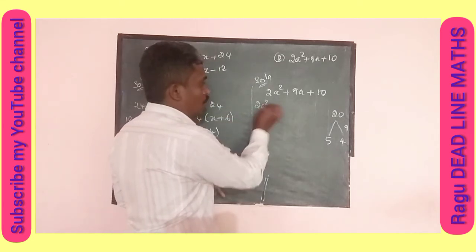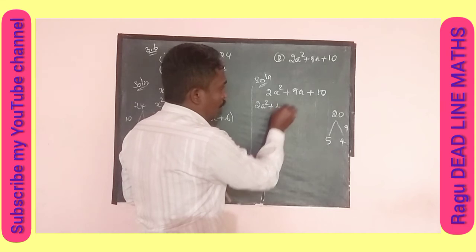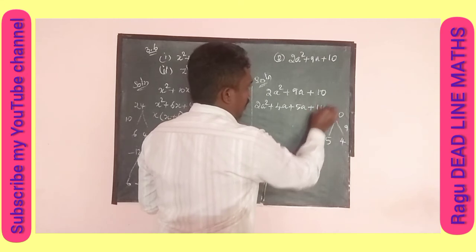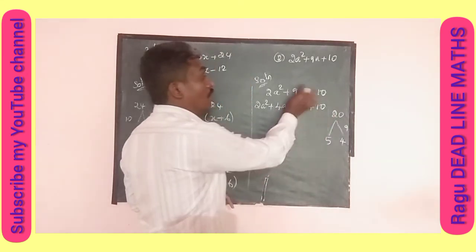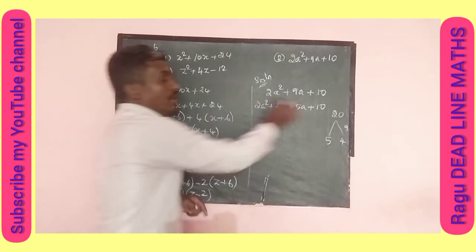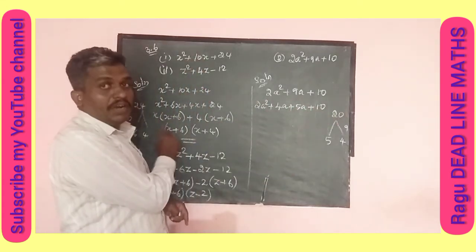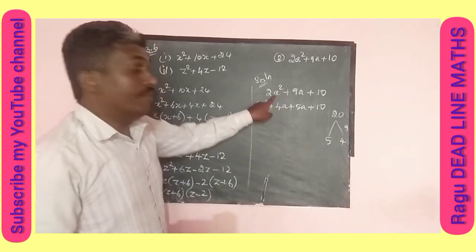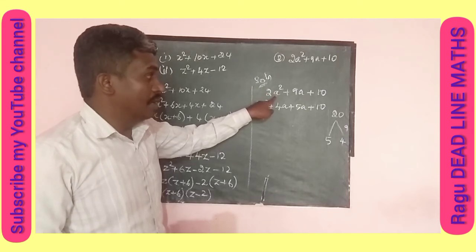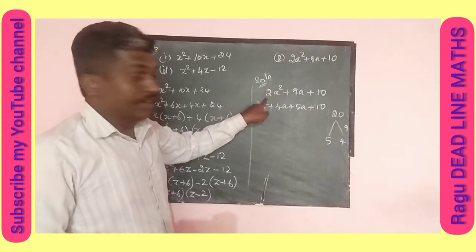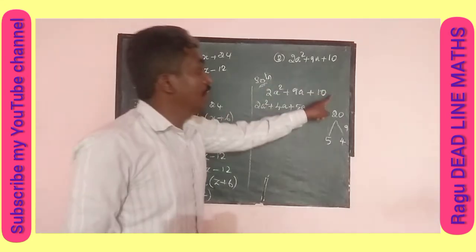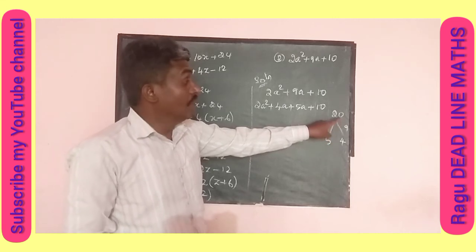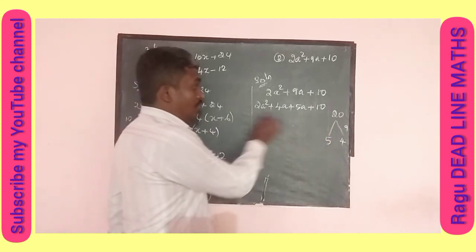See, 2a square plus 4a plus 5a plus 10a. Instead of this, the coefficient of a only, we will write it. Not a square, not a constant value. The same method. Whatever we do for the first method, the same way. Only the difference is the coefficient of a square, whatever the variable. So if it is coming like this, you will multiply here. What is the multiplication of terms? 20. Okay.